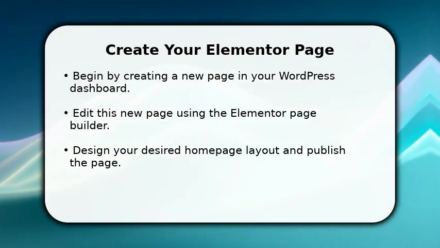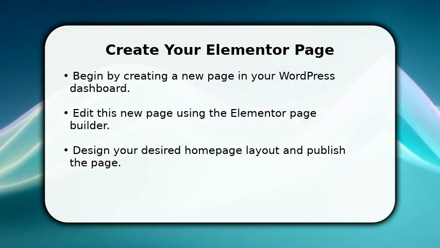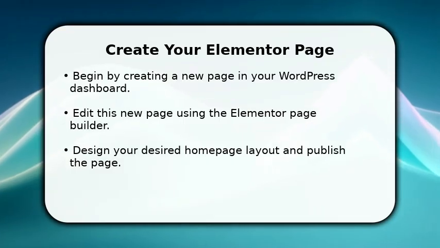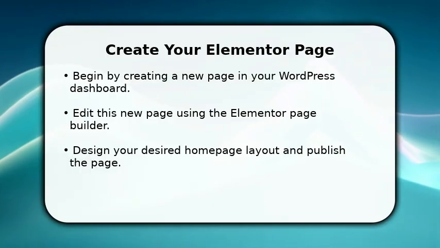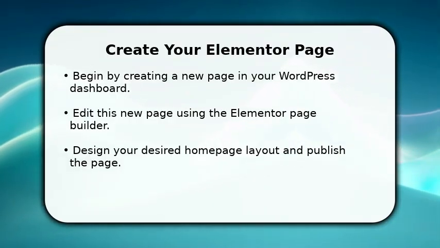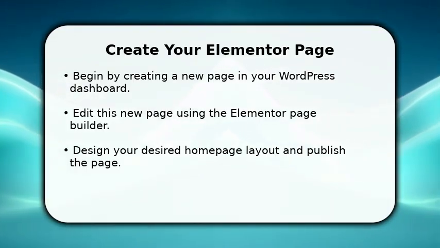First, navigate to your WordPress dashboard and create a brand new page. Once created, open it with Elementor to begin designing. Utilize Elementor's intuitive drag-and-drop interface to craft your perfect homepage layout. After your design is complete, ensure you publish the page so it's ready for the next step.